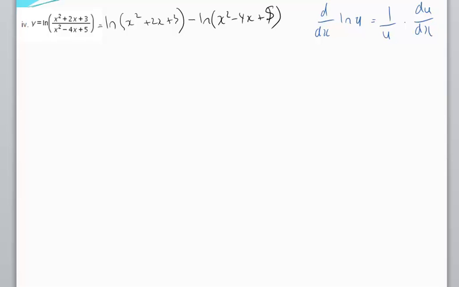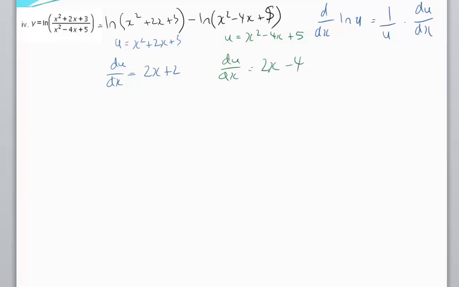So now if we look at this one, we'll change colours. Here our u is equal to x squared plus 2x plus 3, and du on dx will then be 2x plus 2. For the second part, our u is equal to x squared minus 4x plus 5, and du on dx then becomes 2x minus 4.